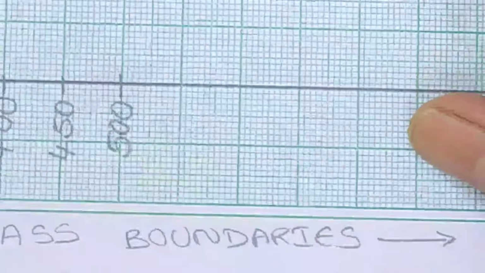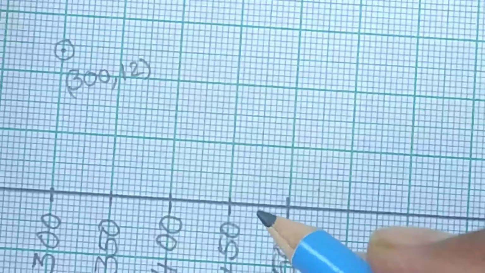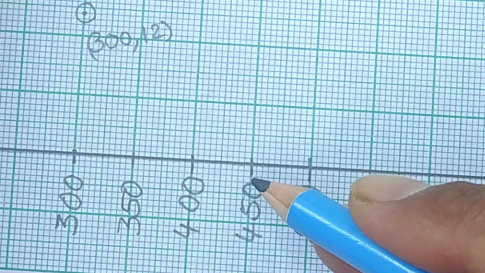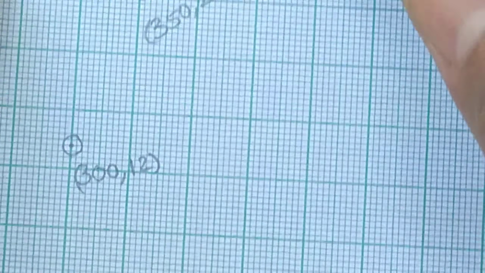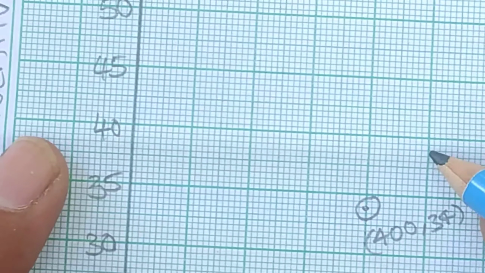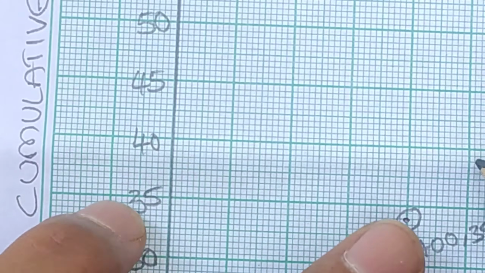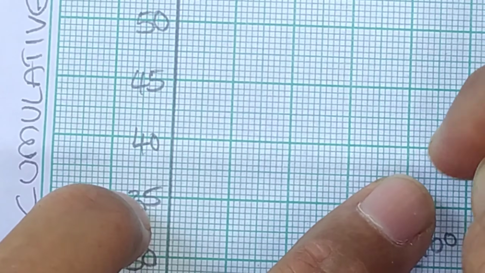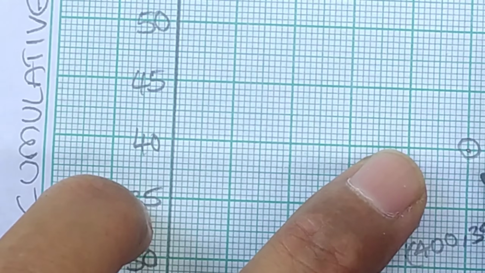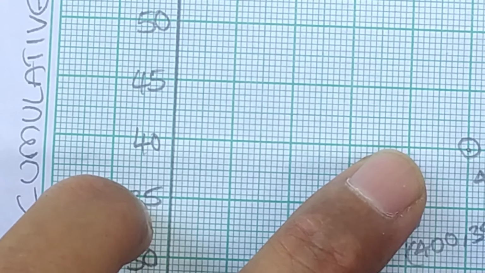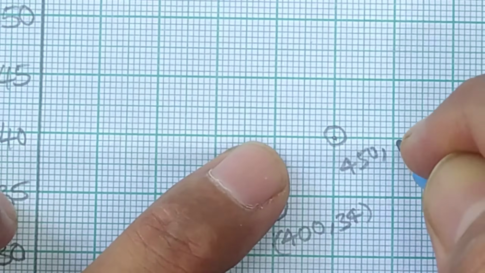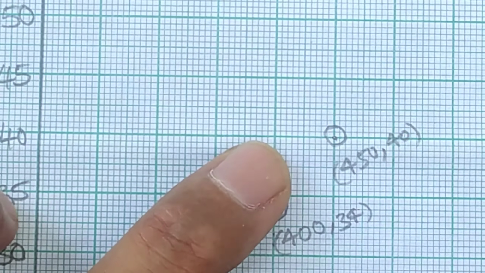Let us start our journey here. See, this is 450, we should draw 40. So, here it is, see this is 40. So, this point is 450 comma 40, right.